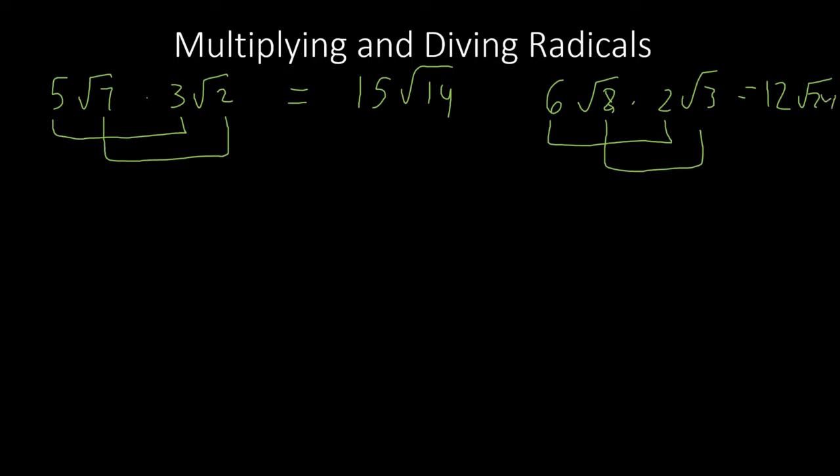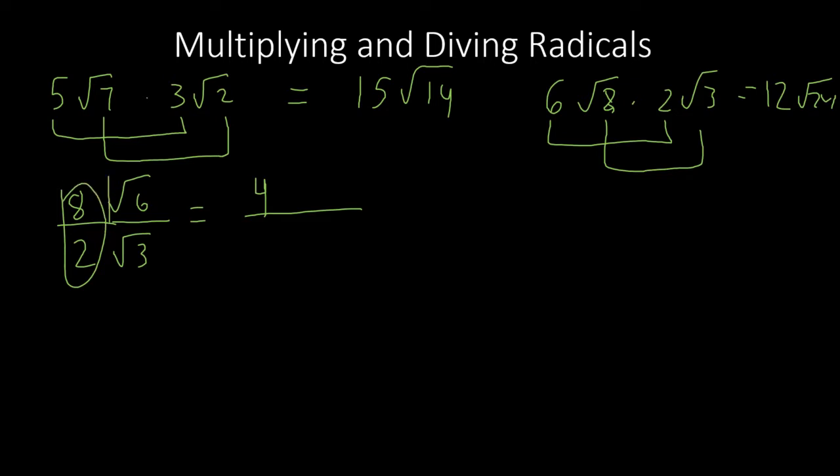So dividing radicals, the idea is actually the same. Let's go ahead and practice a problem. So 8 root 6 divided by 2 root 3. What it looks like is 8 divided by 2 is 4. So these two divide, and then these two divide. So square root of 6 divided by square root of 3 is going to be 2. So then your answer would be 4 root 2.